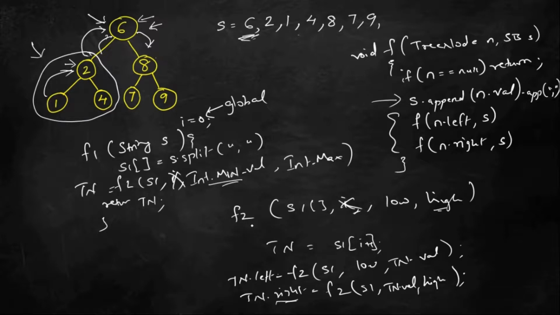And the base condition for this function will be if my I is not in the range of low and high. So if I is not in range, in that case return null. Now here, s of I can be empty, right. So if s of I equals empty, in Java it will be dot equals, in that case also we have to return null.